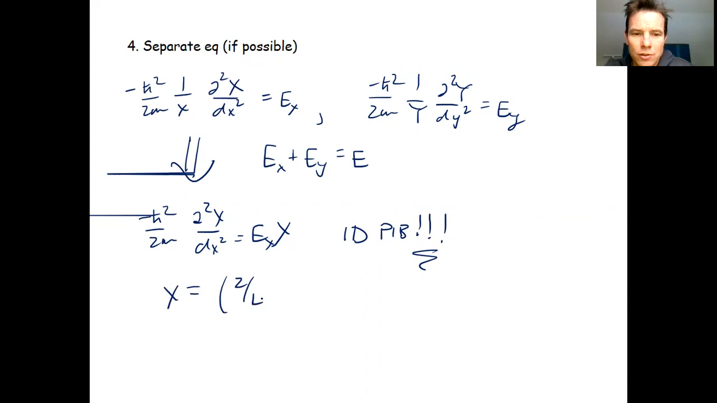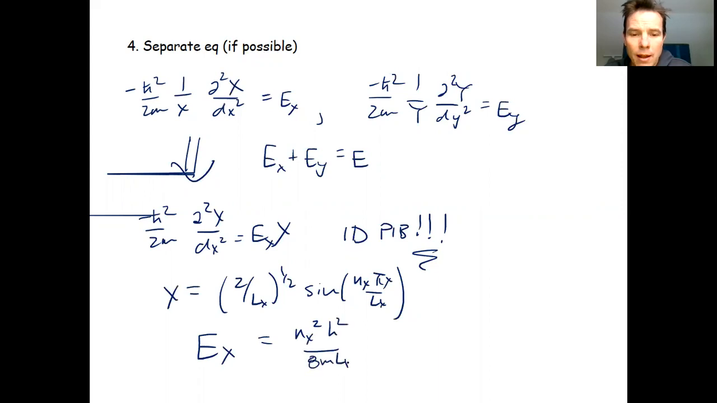X equals (2 over Lx) to the 1/2 times sine of n_x pi x over Lx. E_x equals n_x squared h squared over 8 m Lx squared. I can write those because I know the 1D solutions. Now let me point out that I have to put subscripts x on my length. I also put them on the quantum number n. This is only associated with the x dimension.